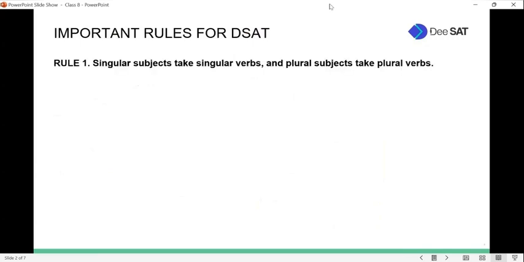The first rule, as we already talked about, is that a singular subject takes a singular verb and a plural subject takes a plural verb. For example, the dog. Now, dog is the subject here, and it is singular, so my verb is also singular, in the S form: runs. Dogs, plural, and run, plural again.